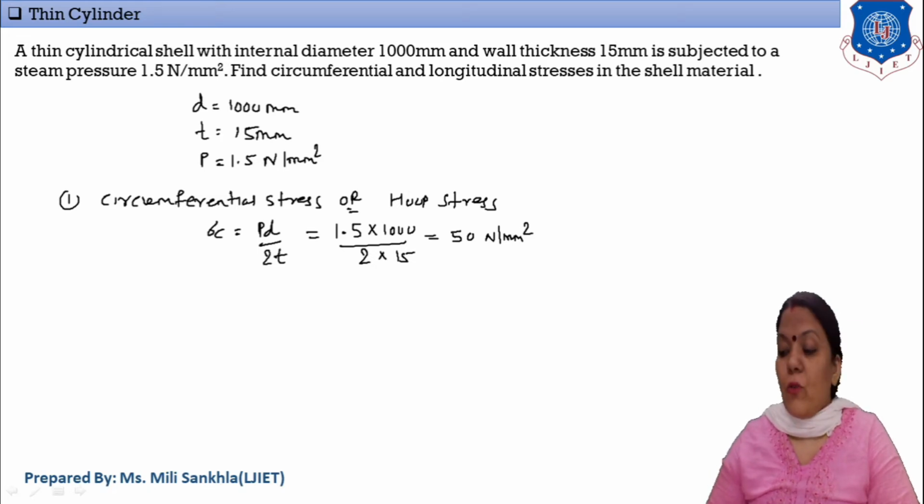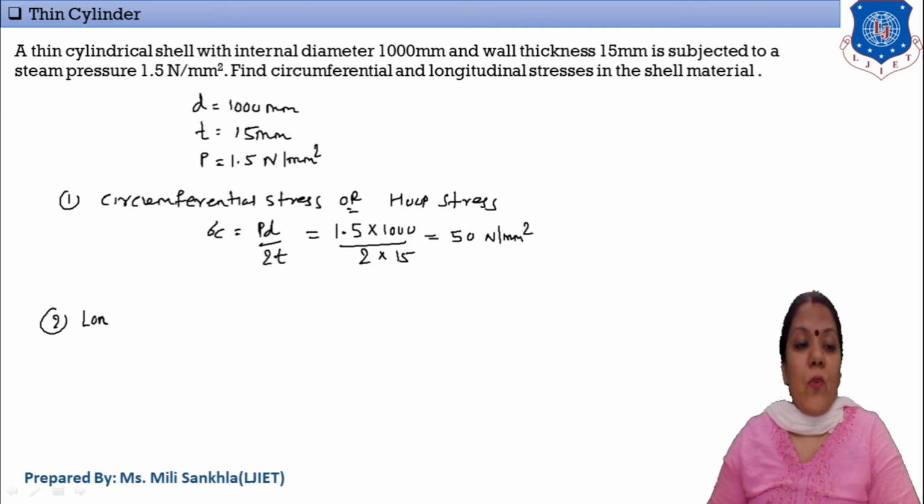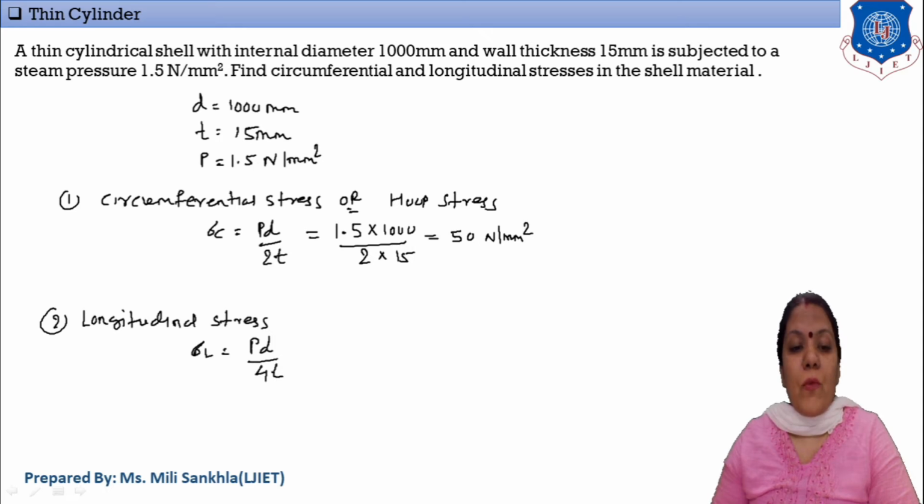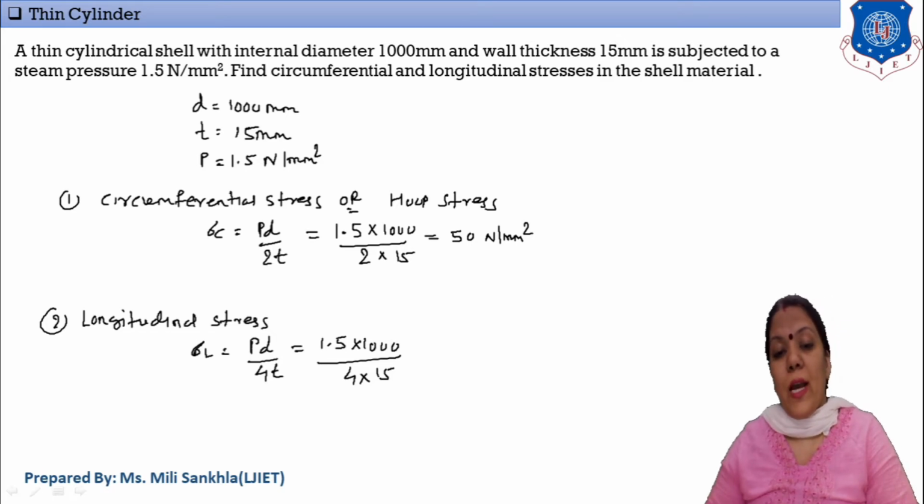Now next we find the second, longitudinal stress. The notation of this longitudinal stress is sigma L. Sigma L is equal to PD by 4T. Now P is 1.5, then 1000, and 4 times thickness T, which is 15. Now my answer is 25 Newton per mm square.